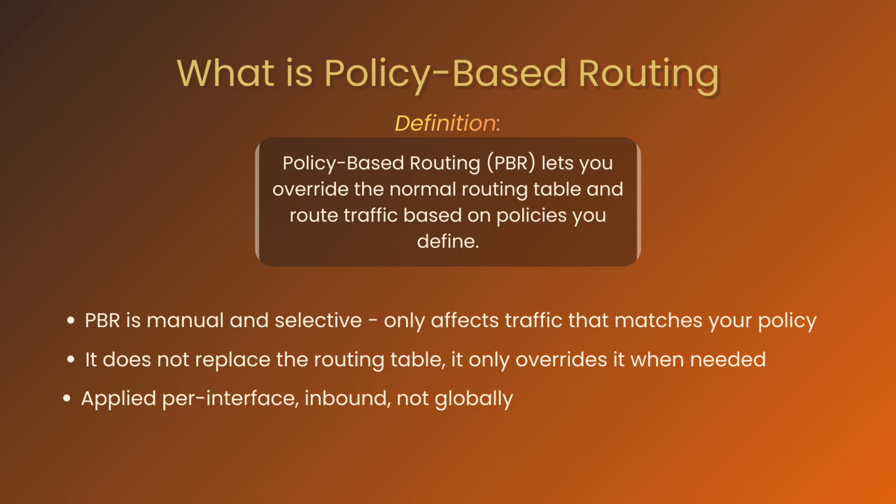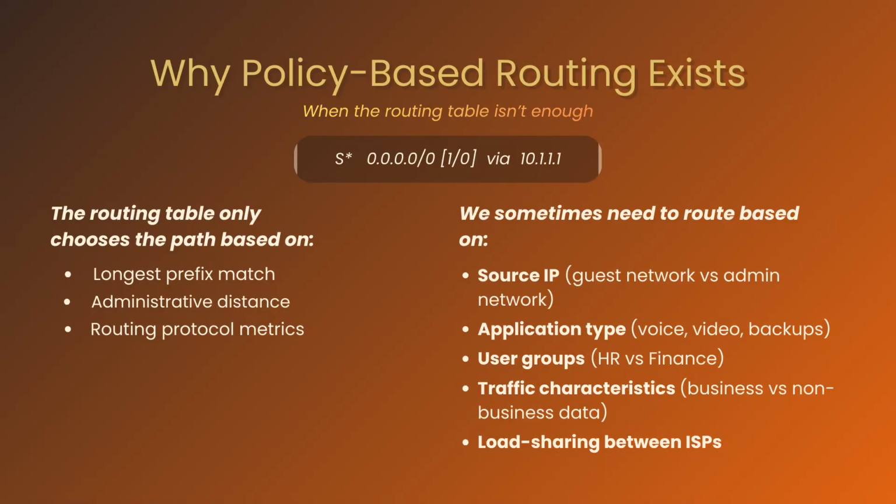Instead of the router making decisions only based on the routing table, PBR allows us to route traffic based on policies, like source IP, destination IP, protocol, or even application type. Think of it as saying, "Hey router, I know what your routing table says, but for this specific type of traffic, send it over this path instead." That's PBR. So why would you ever need to override the routing table?